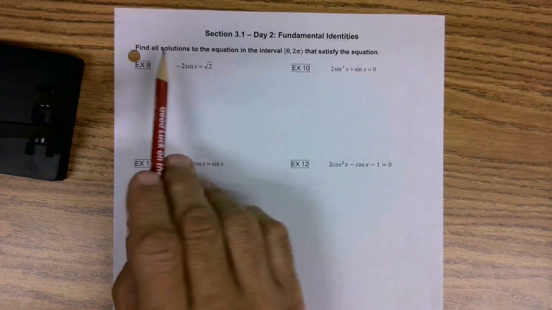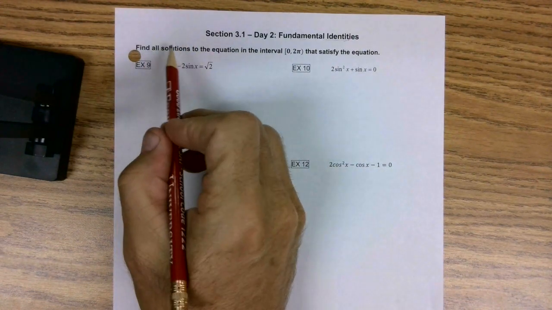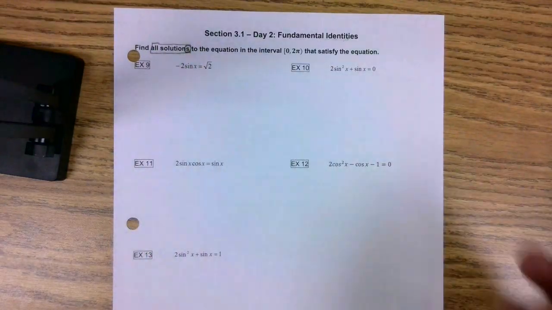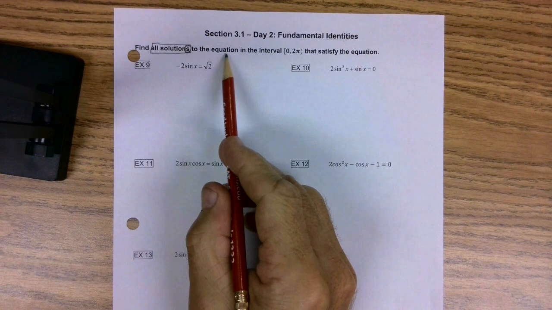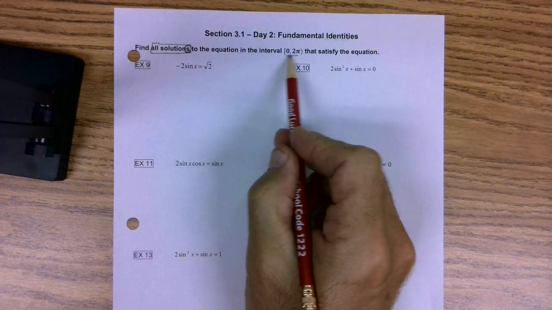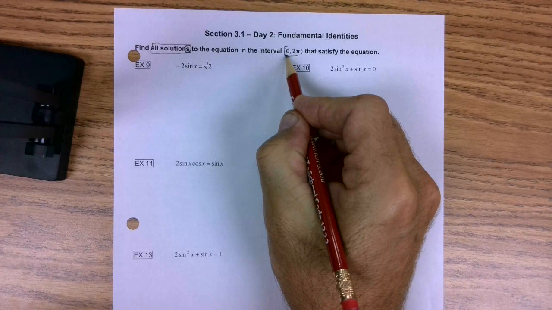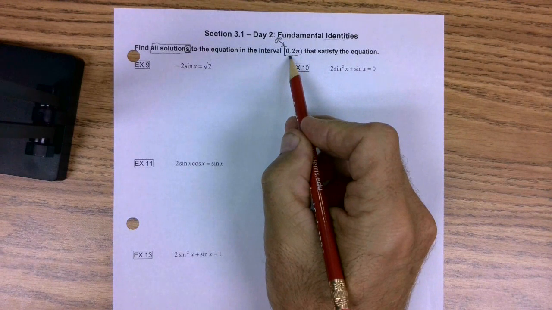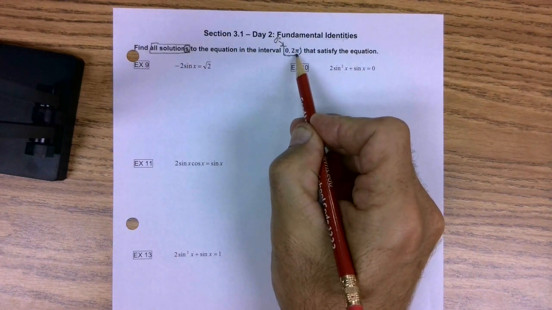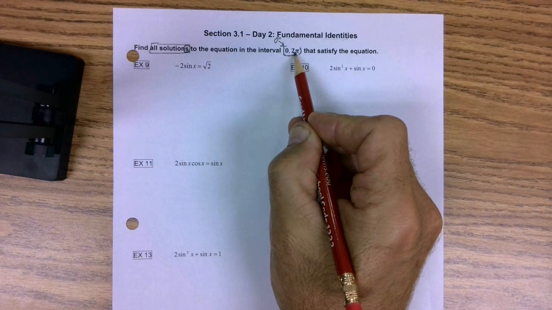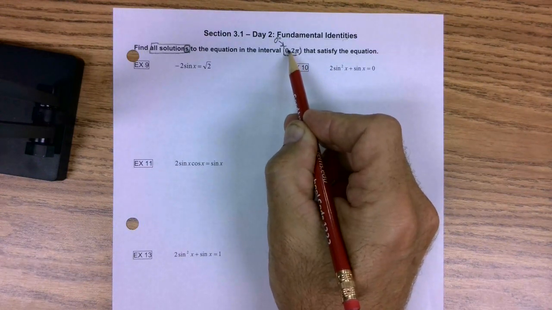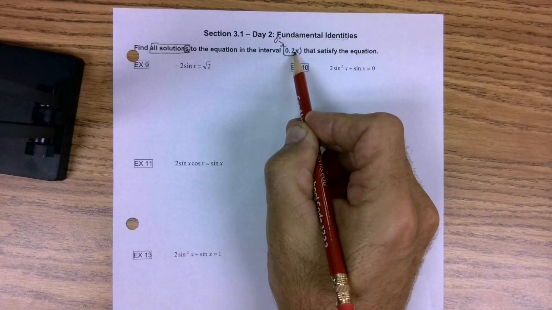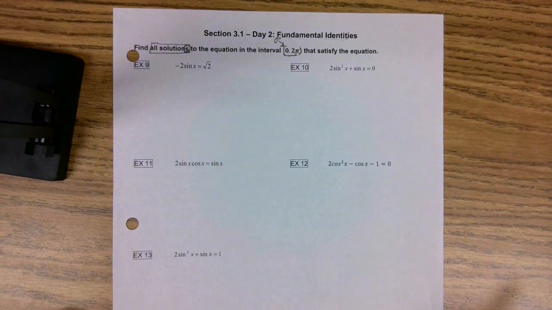All right. First of all, let's analyze the instructions. Find all solutions. Look at that. That's a huge clue. That means there's probably more than one, a lot, to the equation in the interval. Now, I haven't said this yet, but that little bracket means that it can include 0 as an answer. This parentheses means don't include 360. If you think about it, 360 is the same thing as 0. So they're saying take that as an answer, but don't repeat it by putting 360. But anything less than 360 can be considered an answer as well.